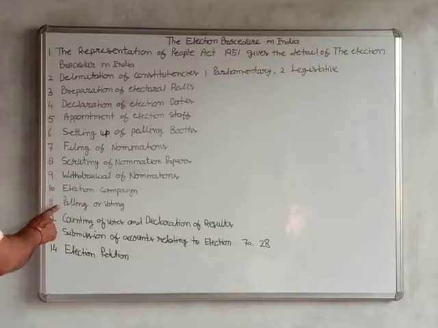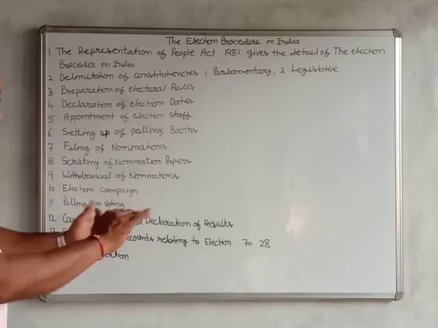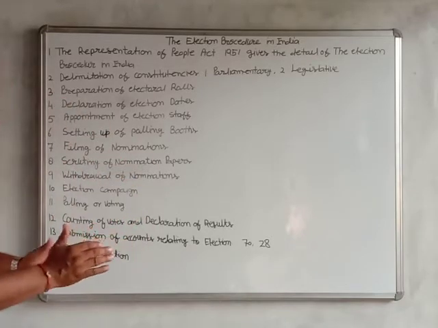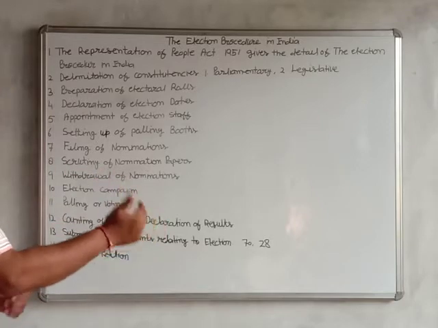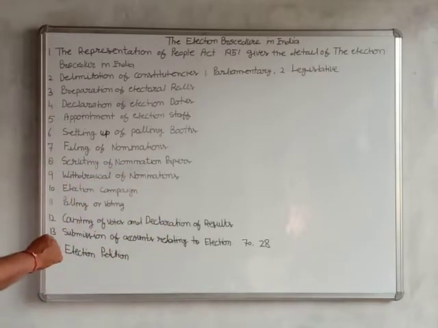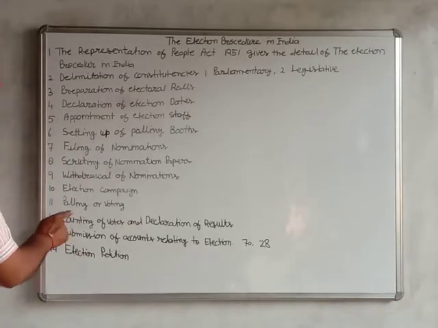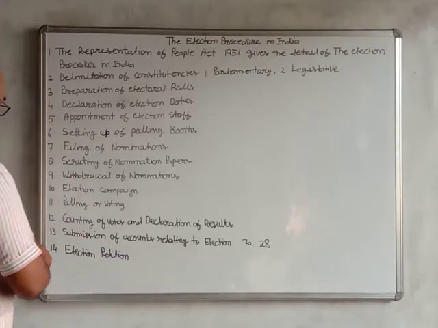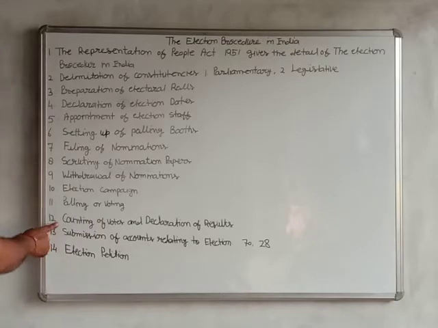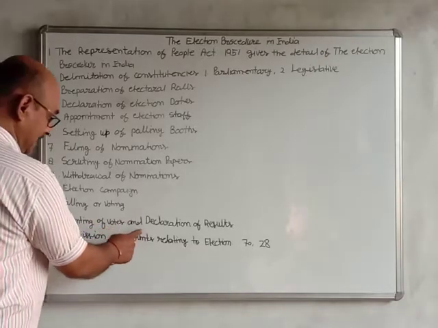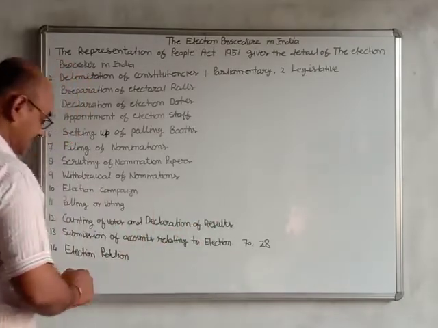And the 10th step, polling or the voting. It is of great importance. When voters go to the polling station and cast their vote, that is the 10th step of the procedure of the Election Commission, known as polling or the voting. And the 11th step of the Election Commission, counting of votes and the declaration of result.